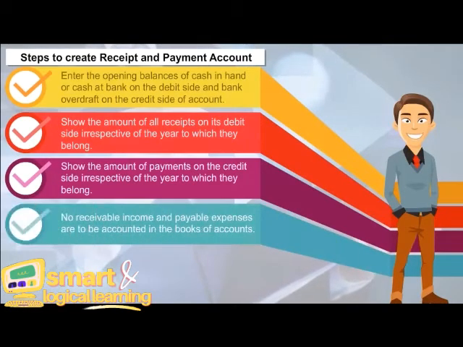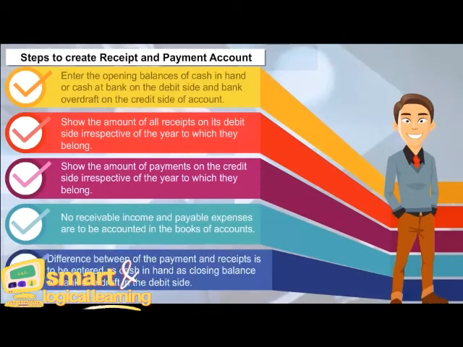No receivable income and payable expenses are to be accounted in the books of accounts. Difference between the payment and receipts is to be entered as cash in hand, as closing balance, or bank overdraft in the debit.